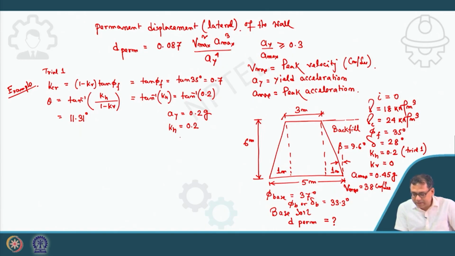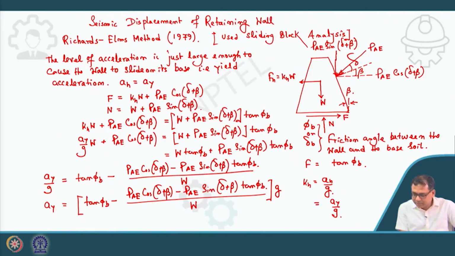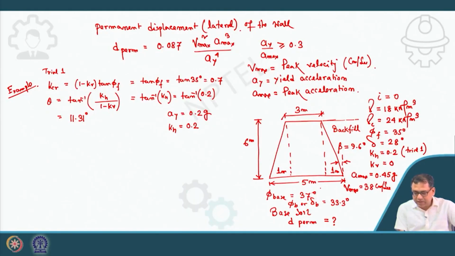And KH equal to 0.2 means AY, because K is equal to AY by G. So, if I have taken 0.2, then AY will be 0.2 G. That is for the first trial. Now, I have assumed for the first trial that my yield acceleration is 0.2 G. Let us see from the calculation whether it comes out to be 0.2 G or not.